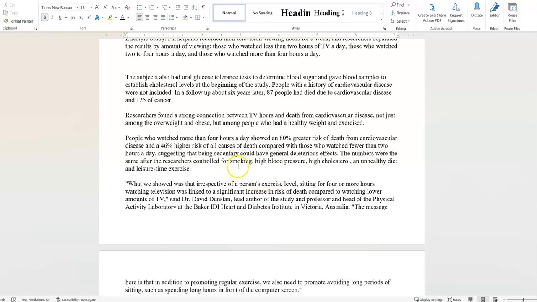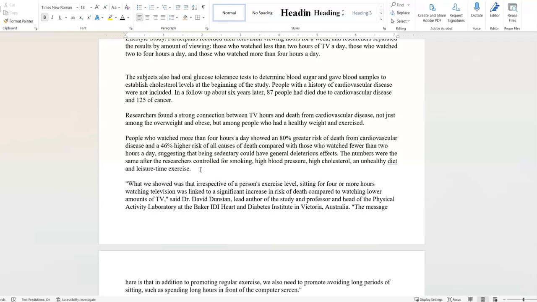Okay, the numbers were the same after the researchers controlled for smoking, high blood pressure, high cholesterol, unhealthy diet, and leisure time exercise. So these are all things that they considered. Well, maybe our people died because they're actually smokers and they watch TV, but they controlled for that, saying that isn't that. So the next question on your questionnaire is give a confounding variable, or if it's an experiment, give a treatment.